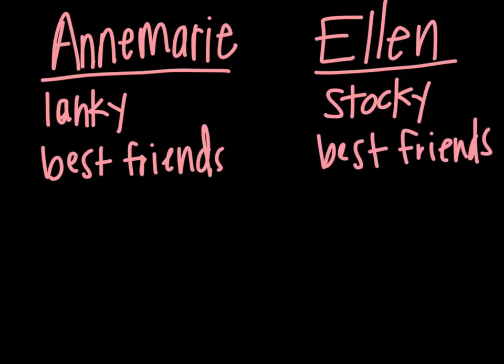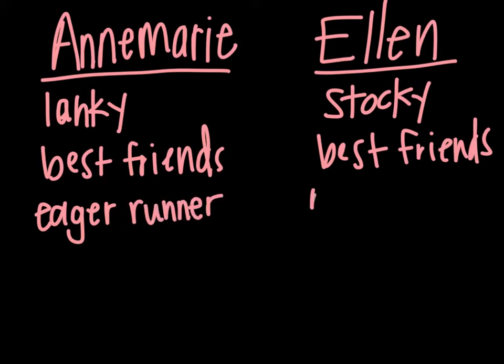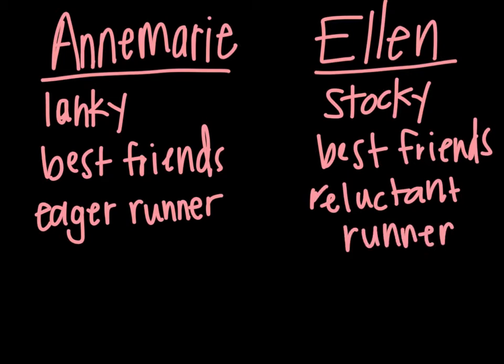And finally, we learned that Anne-Marie was an eager runner. That means she liked to run. And Ellen, not so much. So we're going to put a reluctant runner. That means she doesn't really like to run. As I read more, I want you to continue to record notes about these two characters.